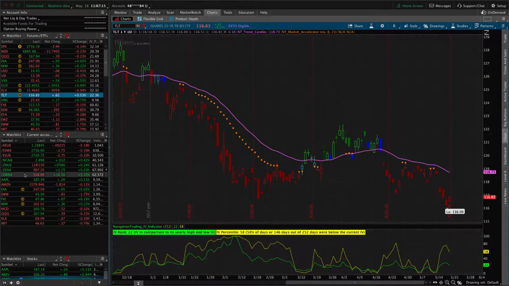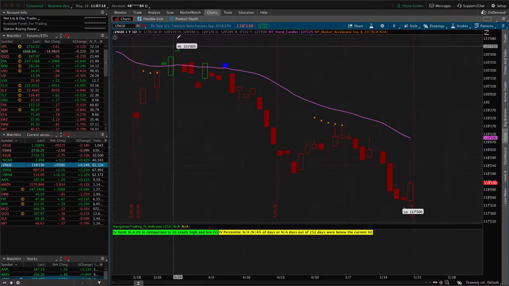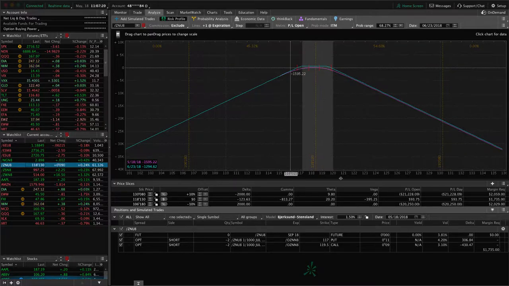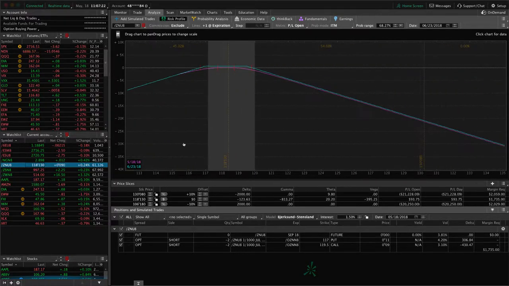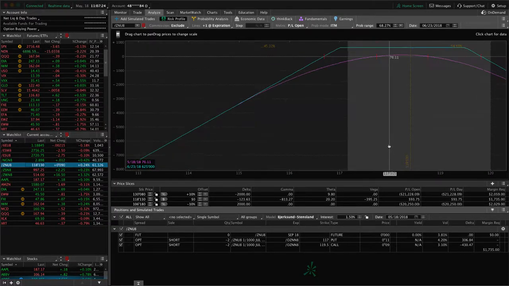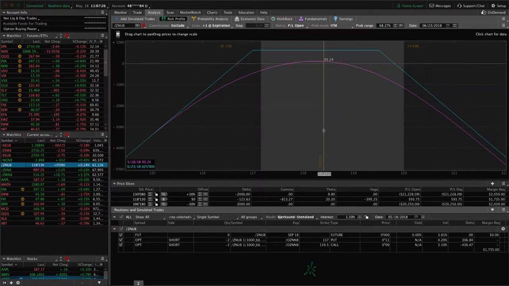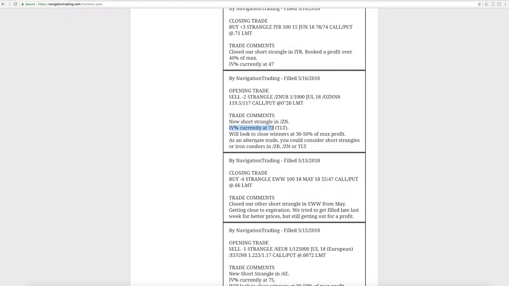So if we take a look at ZN, which is the actual position that we have on, you can see we've got a little bit of profit, not enough to take off yet, just kind of playing the waiting game here. Still very centered, so nothing to do but monitor that one.